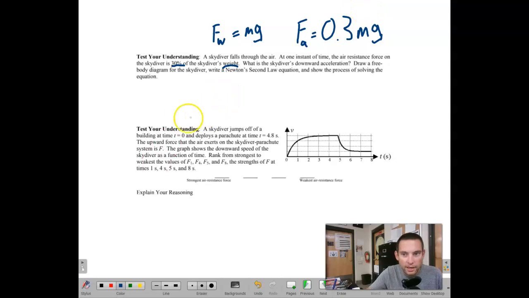Next up, let's draw a free body diagram so we can figure out this downward acceleration. At one instant of time, the air resistance is 30%. So if this were on a grid, then you would want this to go down 3 for the weight, and then this to go up 1 to show that it was exactly 30%.